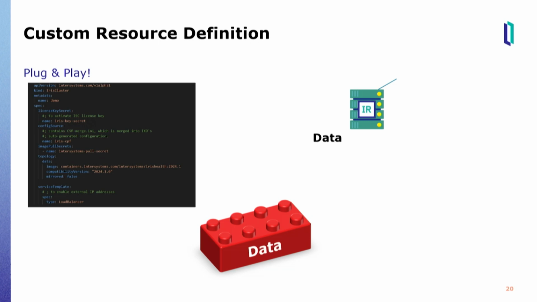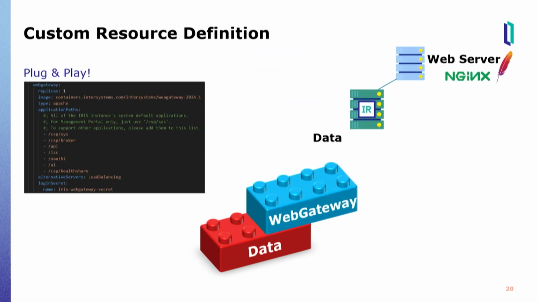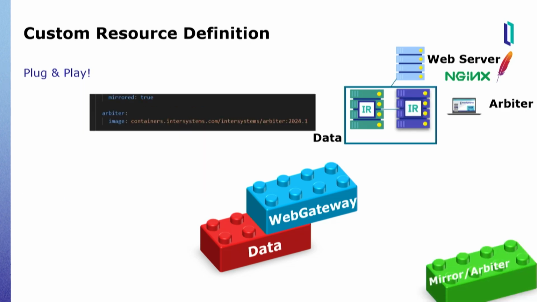But as you may know, as of 2023.2, we don't have a private web server that comes along with it. So we need to go ahead and plug in a separate pod. And that second pod is going to give us access. It's going to be that web gateway, whether it be Apache or Nginx. It's going to be that kind of pod that's going to help us access the management portal.